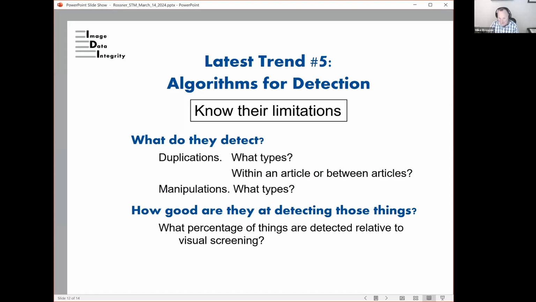What percentage of things that you can pick up visually are actually picked up by the algorithm? That information is vital to be able to make a decision about using these algorithms, because you have to understand how high your tolerance is for missing things. Is your tolerance 50%? If the software misses 50%, is that okay with you? What about if it misses 70%? What about if it misses 90%? The only way you can know that number is by determining this for yourself. What percentage of things is the software detecting relative to visual screening?